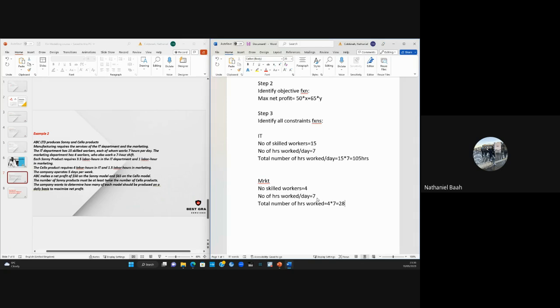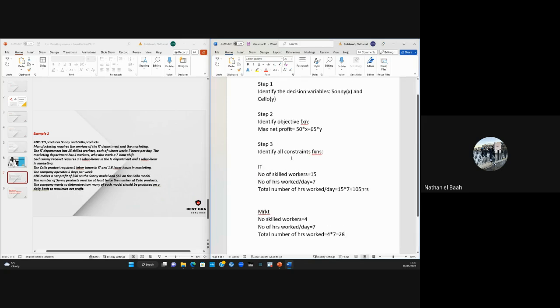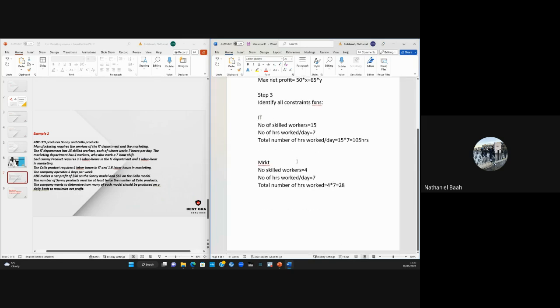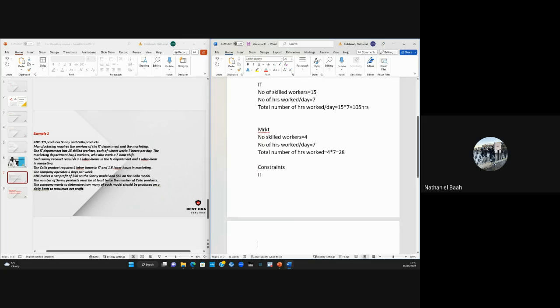Good. So now let's see how we are going to get all our constraints. Let's learn how to get all our constraints. Let's continue reading. So let's find the constraints now. We are going to do that for the IT. Same we are going to do for marketing. So let's look at IT.